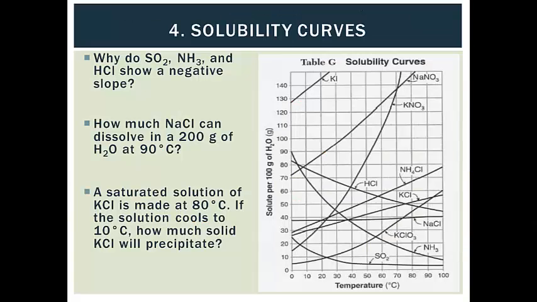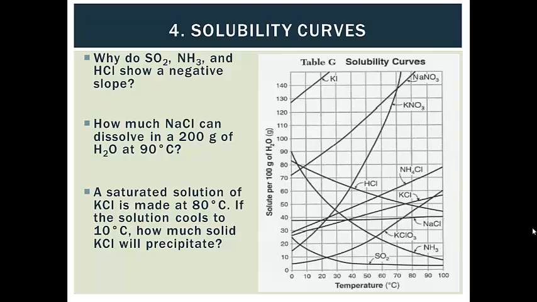Now let's take a look at the solubility curves. On this table, on the y-axis, we have solute per 100 grams of water. What this is saying is if I have 100 grams of water, how much of each different solute can I dissolve in it? Along the x-axis, we have temperature.